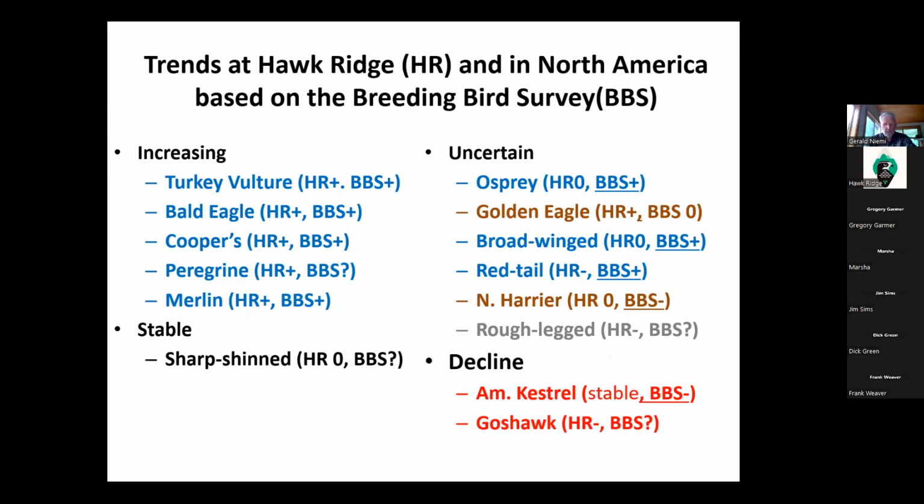I'll take a quick look at my watch here. So I'm getting close to wrapping it up, but I thought I would take a stab at trying to put it all into one little diagram to say, what does this all mean? And I think the one thing I want to point out about the raptors is that they're doing actually quite well. Certainly, I think part of this is due to the banning of DDT in 1972. But not just that, there's been a lot of really positive things going on.